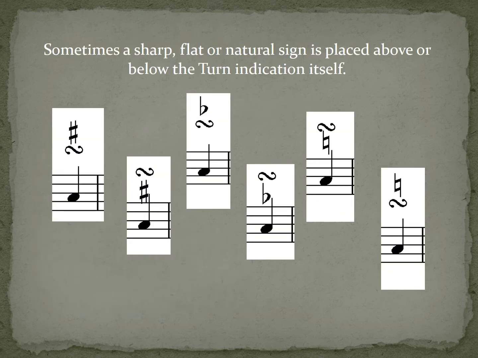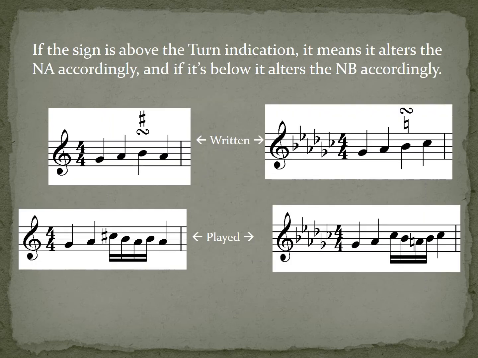Sometimes again you might see a sharp, flat or natural sign placed either above or below the turn indication itself, like these examples. Now again, the sign alters the note depending on where it is. In other words, if it's above, it would alter the upper note of the turn, or the note above. If the sign is below, it alters the lower note, or the note below the written note.